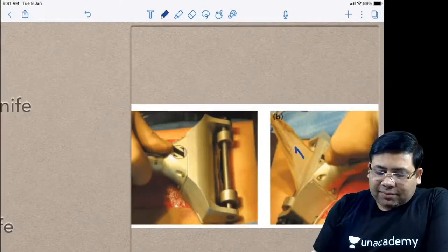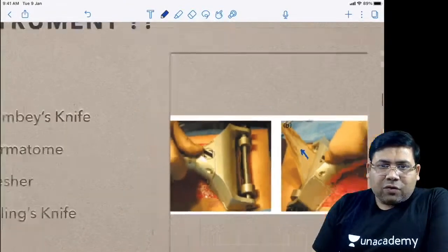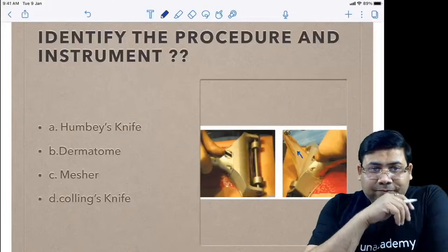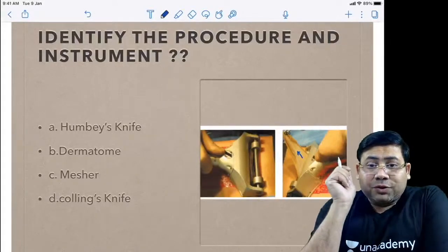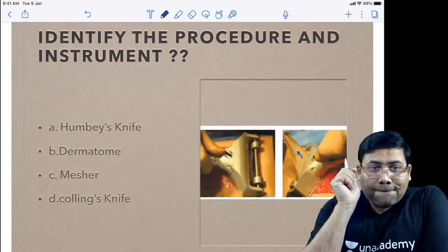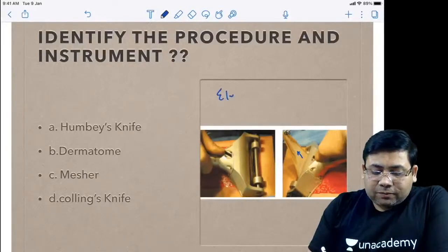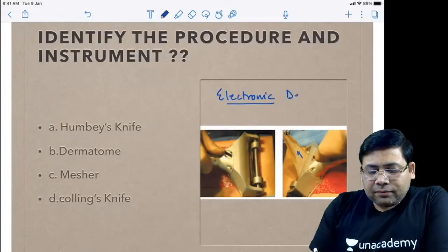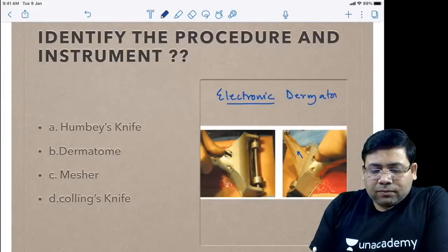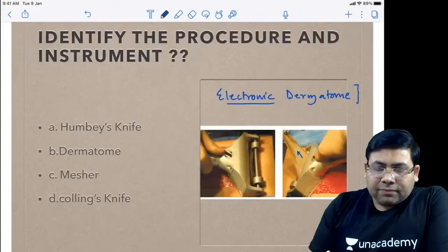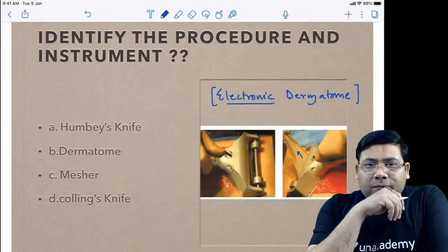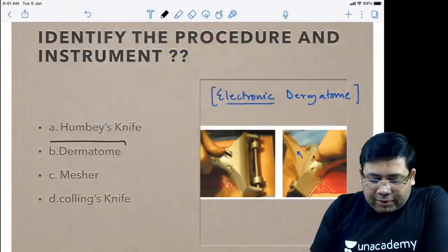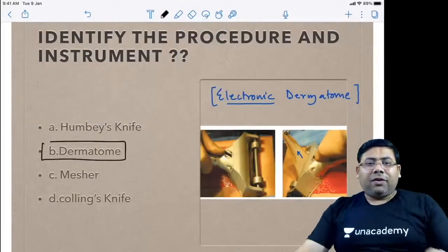First of all, you are taking some skin out, so of course it is used for grafting. It is not a Humby's knife. Humby's knife is like a barber's ustara. Have you seen that ustara? This is an electronic dermatome. Are you getting this? Electronic dermatome. So this is not a Humby's knife. They are very important points.